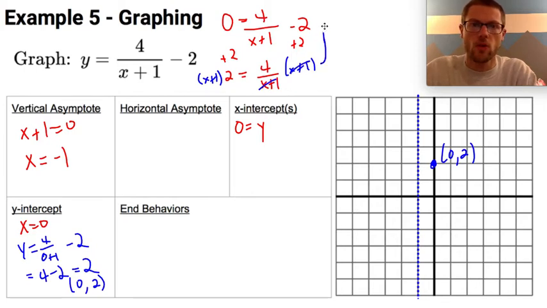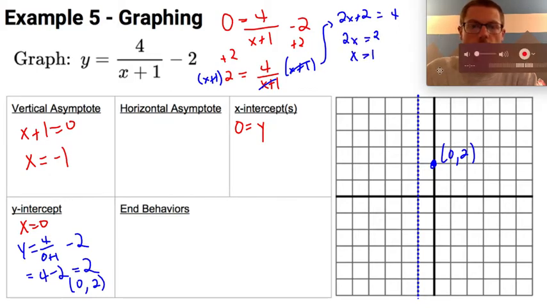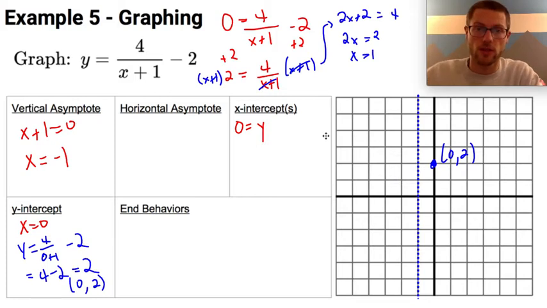So then let's go over here. I'll have 2x plus 2. I distributed that 2 through to both of these terms. Equals 4. I subtract 2. I get 2x equals 2. And finally I get x equals 1. So that means I'm going to have an x-intercept at the point 1, comma 0. So that's pretty exciting. I didn't have one of those before. So there is my x-intercept at 1, comma 0.